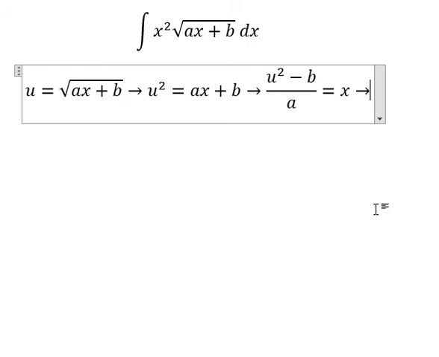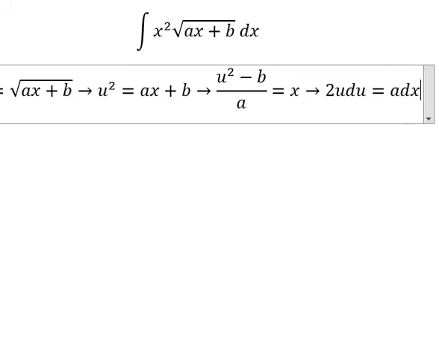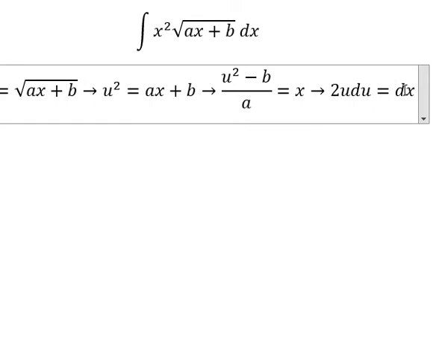So if we do first the derivative of this one, we have 2u du equals to a dx. Because we don't have a in here, so we divide both sides by a. We divide both sides by a.